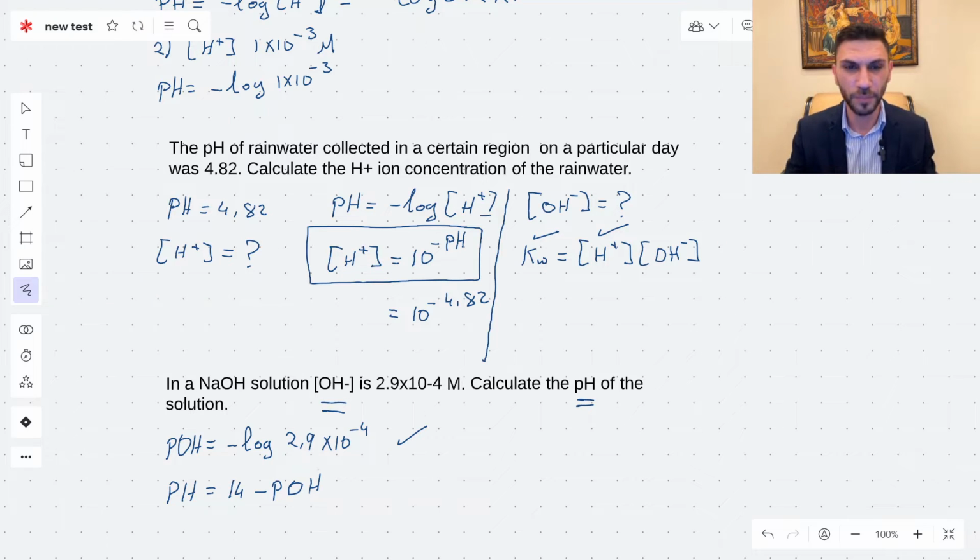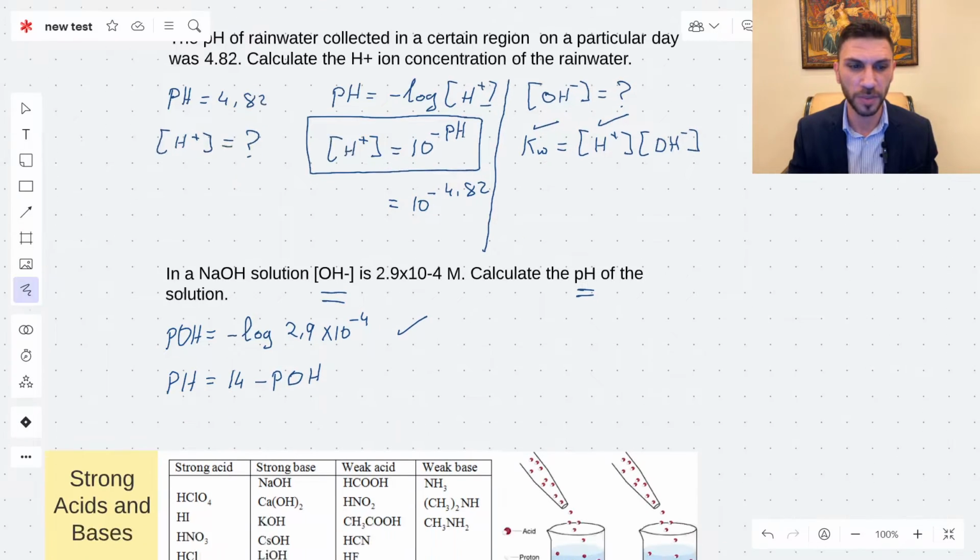It's very simple. Those questions usually come as multiple choice questions, so we need to practice more and we need to be fast about solving those problems.